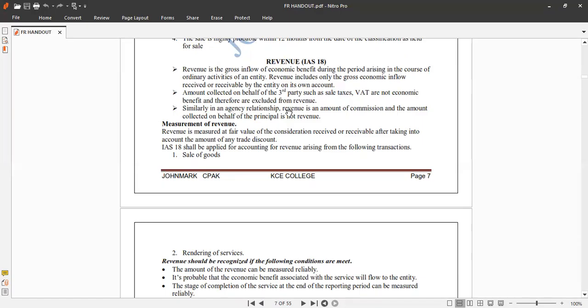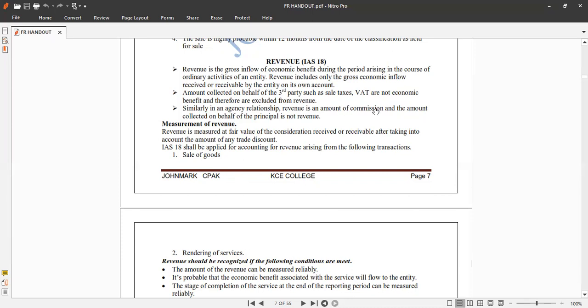Similarly, in an agency relationship, revenue is the amount of commission, and the amount collected on behalf of the principal is not revenue. Assuming you're acting as an agent, maybe for a rental house, this means you are collecting rent on behalf of the principal. So the amount you collect from that building, for example, assuming you collect 1 million every month, that 1 million is not your revenue.